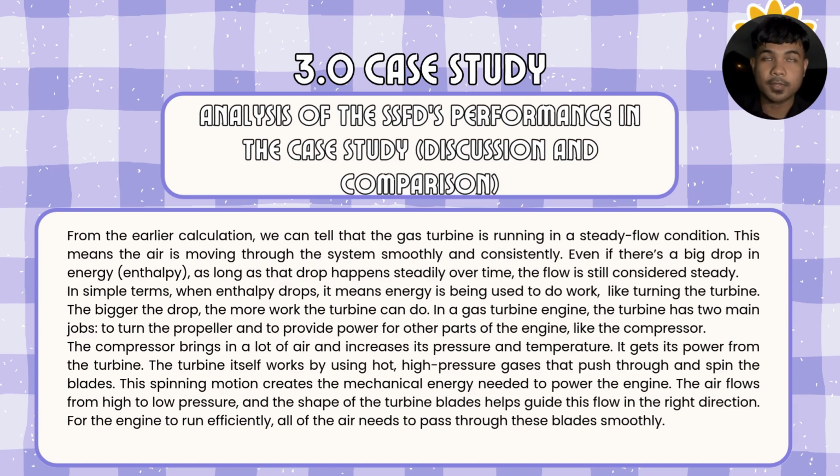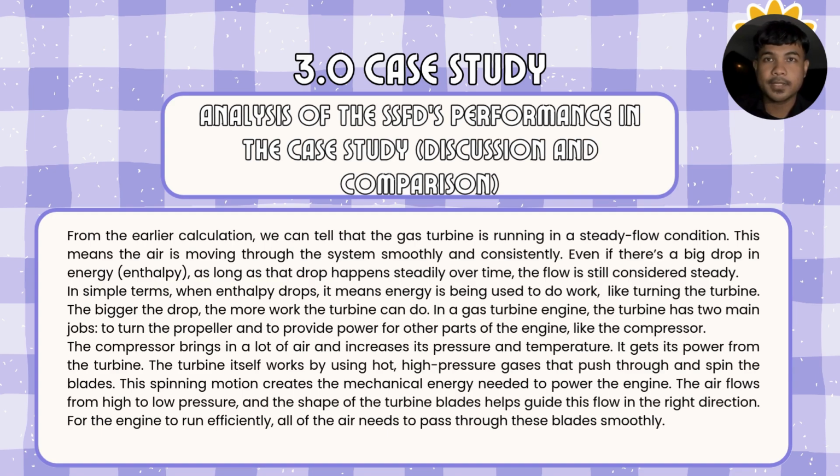Now I will present the discussion and comparison. From the earlier calculation, we can see that the gas turbine operates under steady flow conditions, meaning the air moves smoothly and consistently through the system. Even with a large energy drop, as long as it happens steadily over time, the flow remains steady. This energy drop, known as enthalpy loss, represents useful work being done, like spinning the turbine blades. The bigger the drop, the more work is produced.